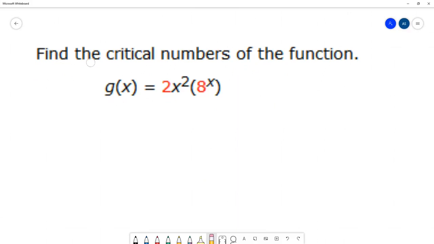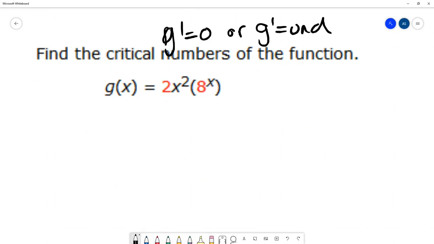For this question, we want to find the critical numbers of the function g of x equals 2x squared times 8 to the x. Now, the critical numbers of a function are going to be when the derivative is equal to 0 or the derivative is undefined. So we need to calculate the derivative. This contains a product, so I'm going to need to use the product rule to calculate this derivative.